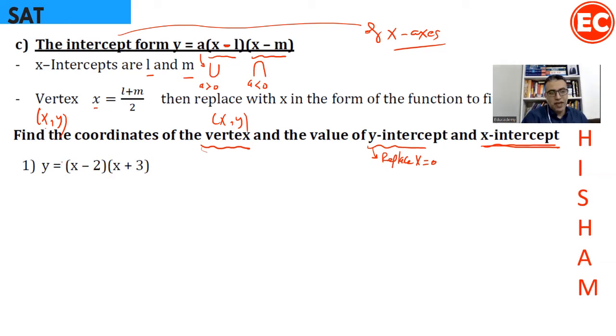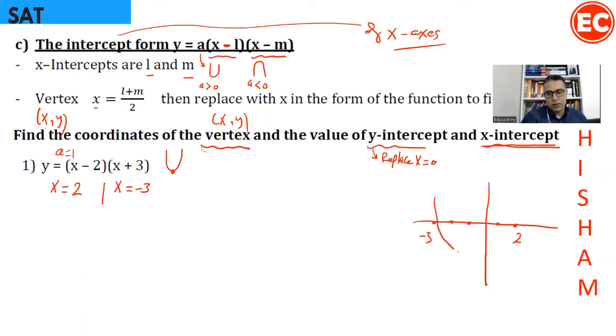Here, a is equal to 1, so this function opens upward and has a minimum point. x minus 2 is equal to 0, it means that x is equal to 2. And x plus 3 is equal to 0, it means that x is equal to negative 3. So here is the point 2, and here is the point negative 3. And the function opens upward. So the vertex is the midpoint between 2 and negative 3.